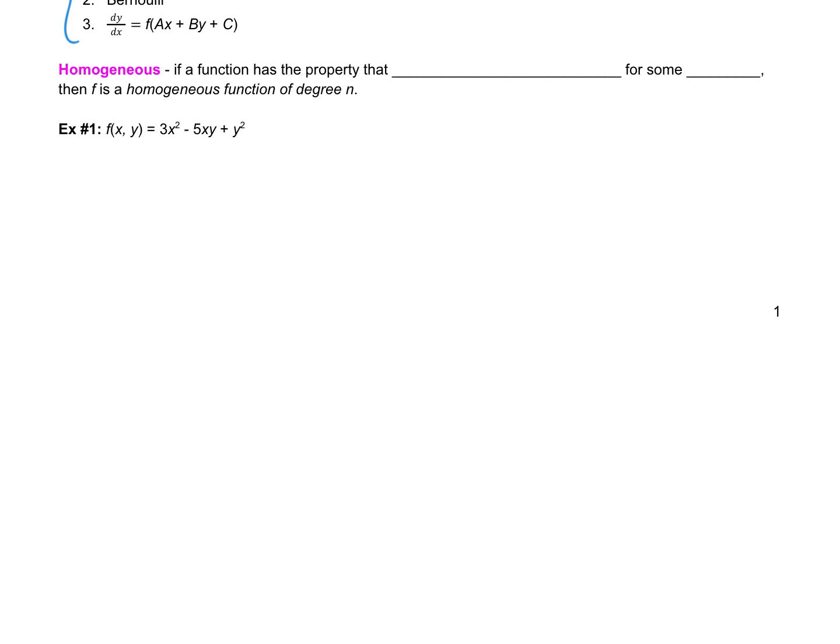Okay, homogeneous. If a function has the property that f of tx, ty can be written as t to the n times f of x,y for some n that's an element of the real numbers, then we say that f is a homogeneous function of degree n. Okay, so let's take a look at this example.